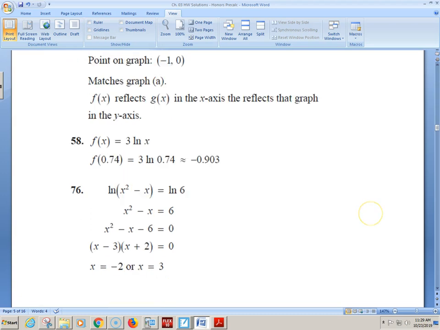Number 76 was a one-to-one property. Go team, but get it all to one side before you factor. You have to get a quadratic equal to 0. Any polynomial equal to 0. Otherwise, solving for zeros won't matter.